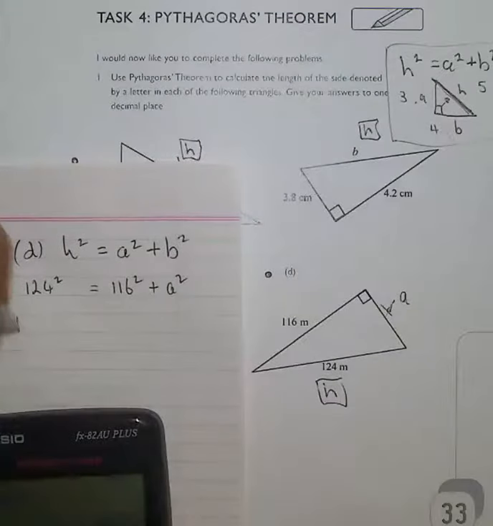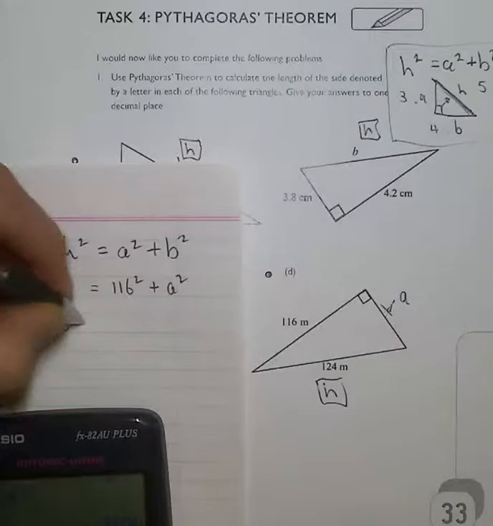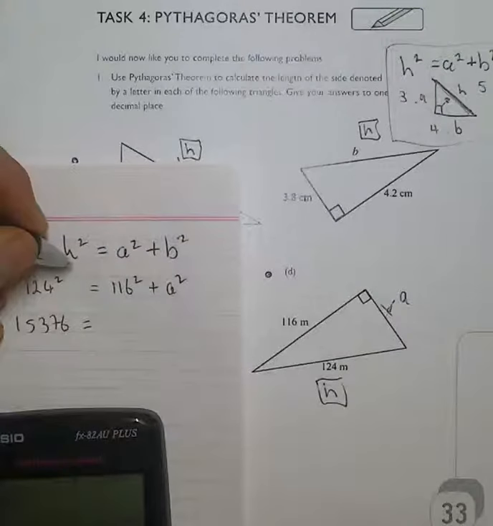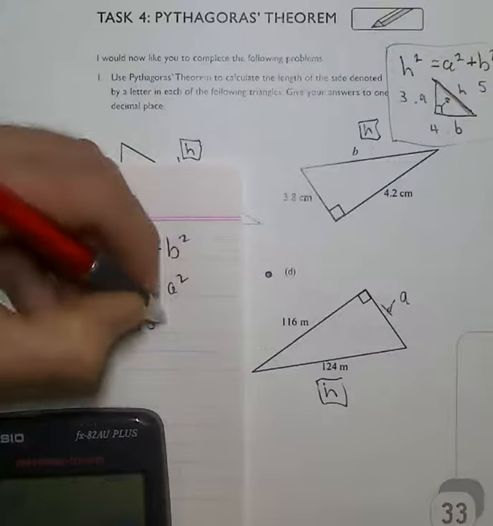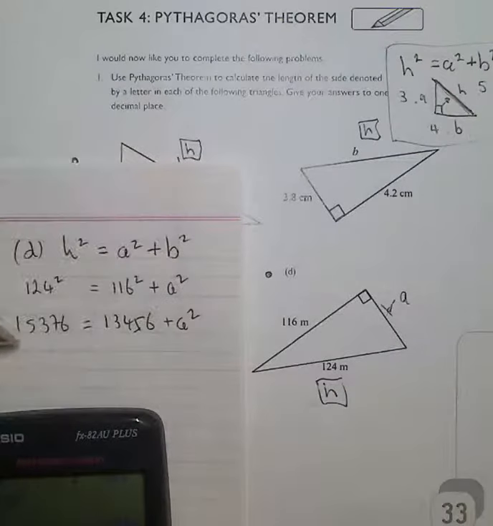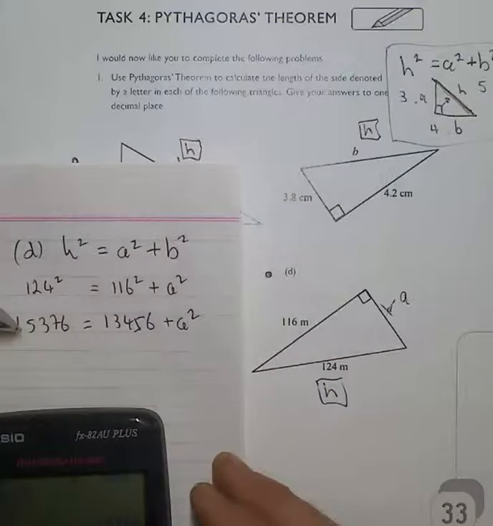So that's 15,376 and 13,456 plus A squared. Now this is a bit messy. This is really at the extreme A end for this subject, but still quite achievable.